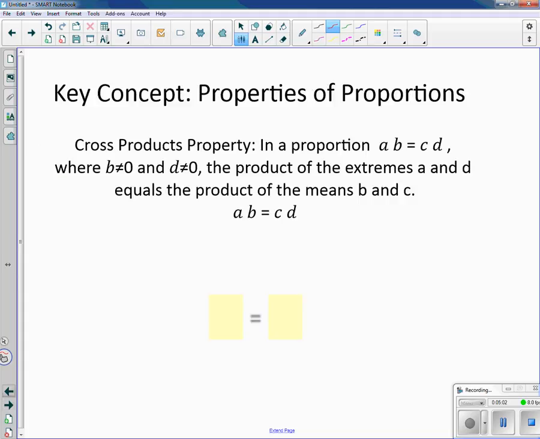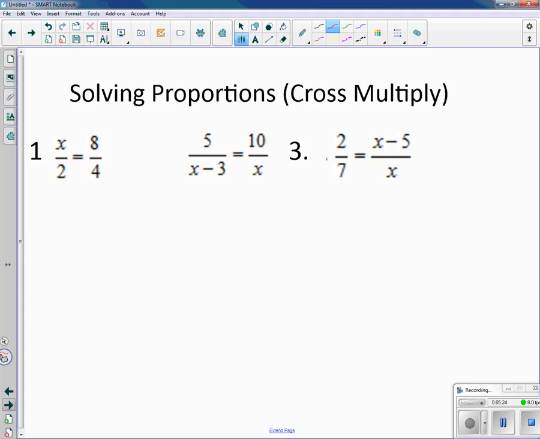You all don't have this, but I'm going to go over it. Cross product proportion: in a proportion A over B is equal to C over D, which you already know how to do cross product. That's why you all do not have this. Okay? So, let's go ahead and let's solve these three. I'm going to solve problem number 2. And you're also going to do 1 and 3. Everybody watch me on problem number 2 before we even get started.